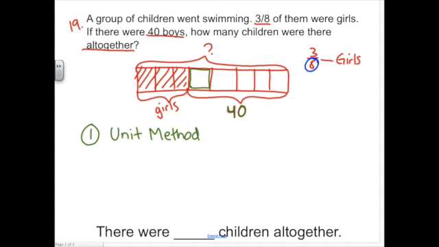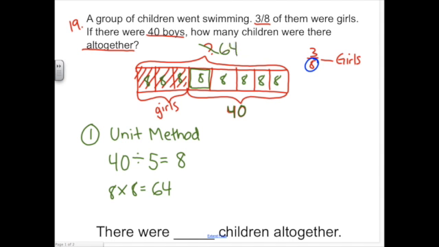So if I'm going to use the unit method, I will do 40 divided by 5 to figure out what just one unit is. 40 divided by 5 equals 8, and I can then label these 8. I know that all of these are going to be 8. So to solve for my question mark, I will need to multiply 8 times 8 because there's 8 total parts. So I will do 8 times 8, which equals 64. So there were 64 children altogether, and I can fill in my answer within the sentence.